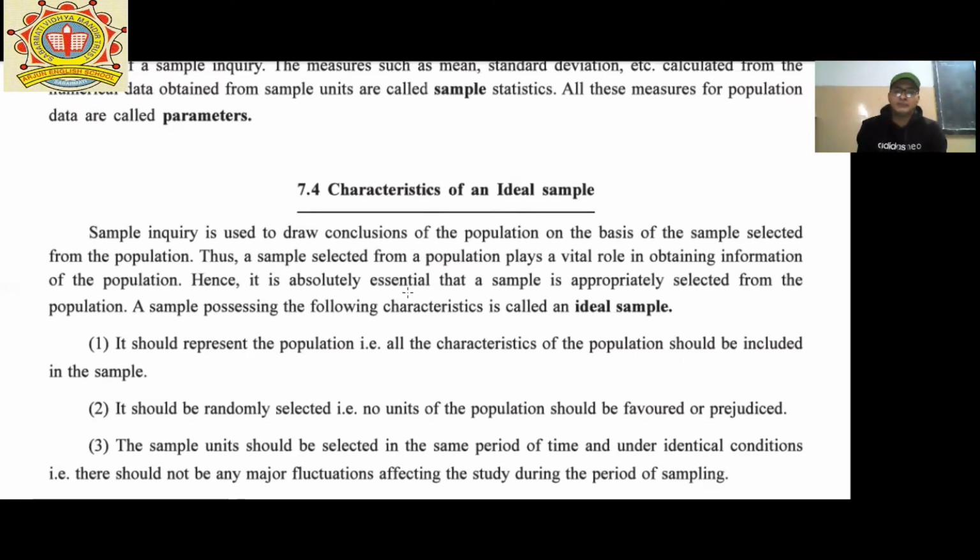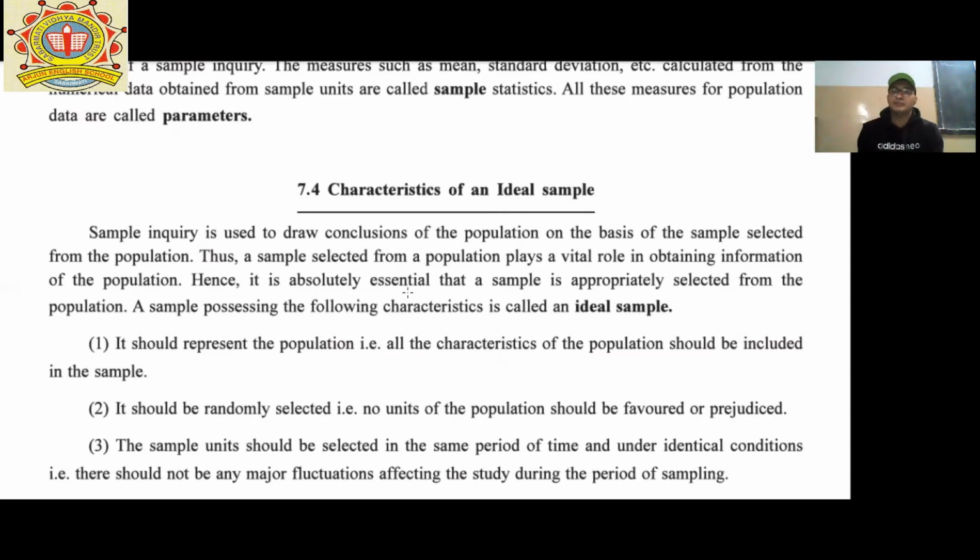A sample possessing the following characteristics is called an ideal sample. Means if I want to select the samples, then these are the parameters, or we can say characteristics, to select the sample. Number one, most important question. Number one, it should represent the population. That is, all the characteristics of the population should be included in the sample.